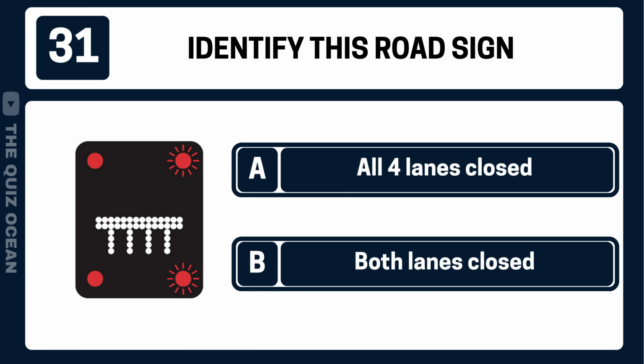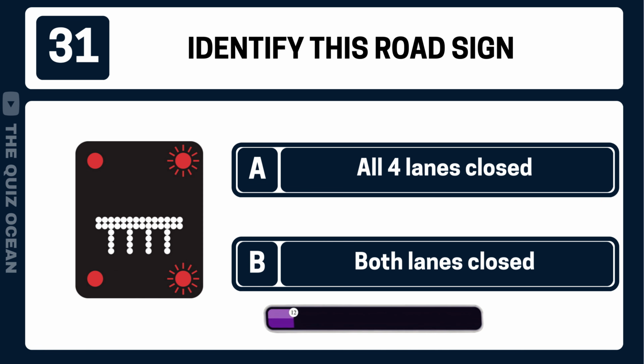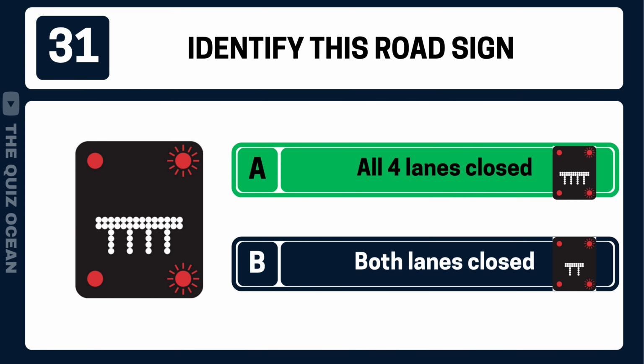Identify this road sign. A. All 4 lanes closed. B. Both lanes closed. Correct. This sign shows all 4 lanes are closed.